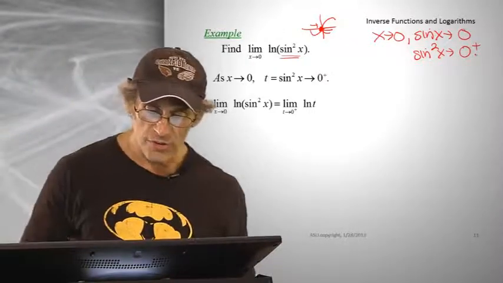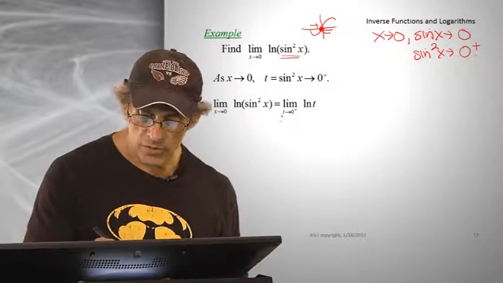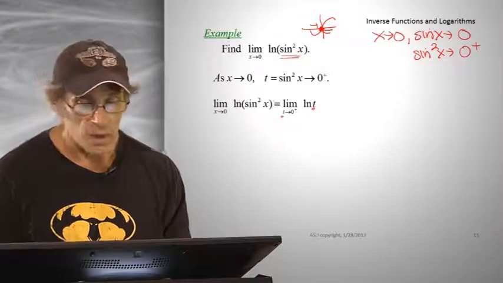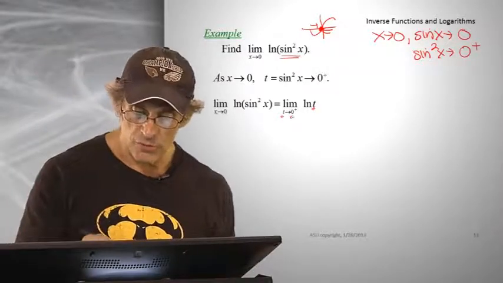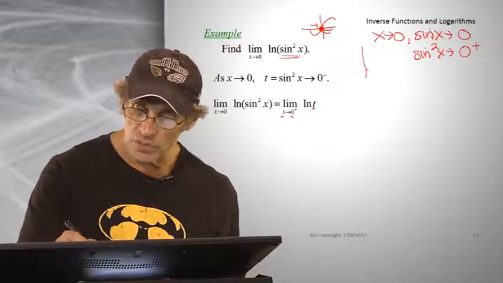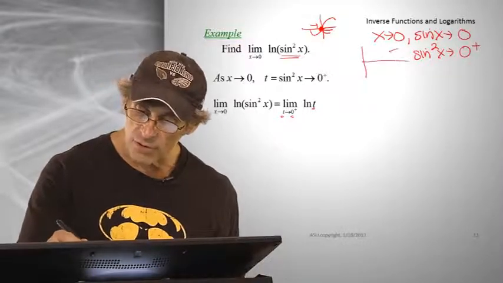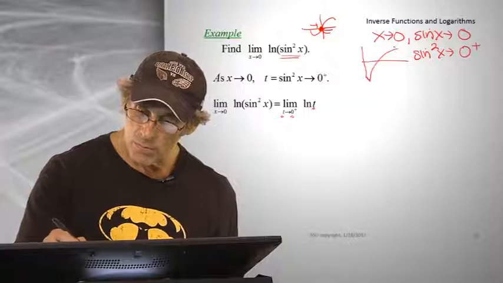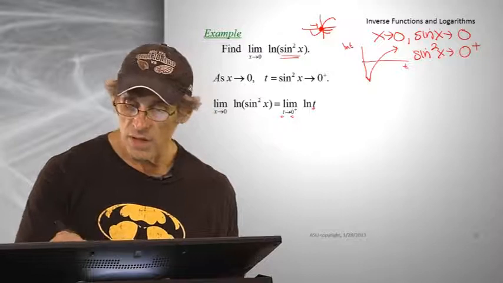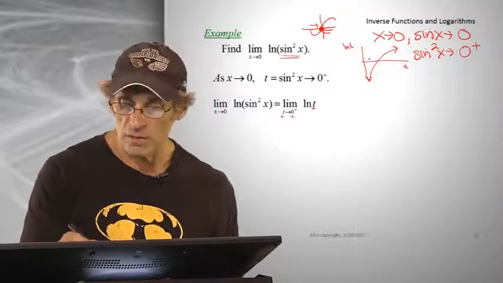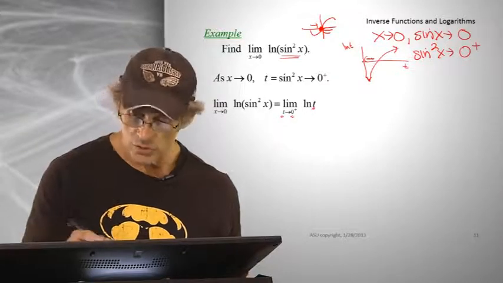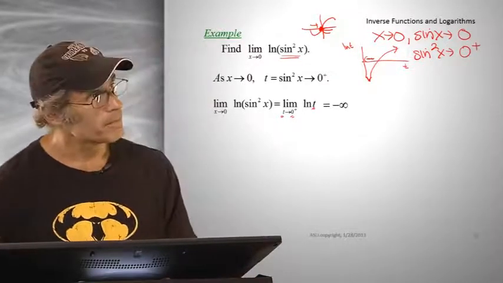So you do a change of variable. You say that argument is now t, and let's look at the natural log of t. Well, as t approaches 0 from the right, what does the natural log of t do? Remember the graph of the natural log function. Here's t. Here's ln of t. As you approach 0 from the right, what's the graph doing? It's going to negative infinity. Very good.